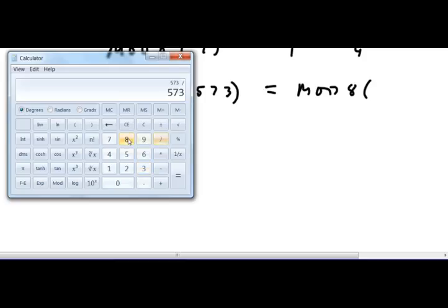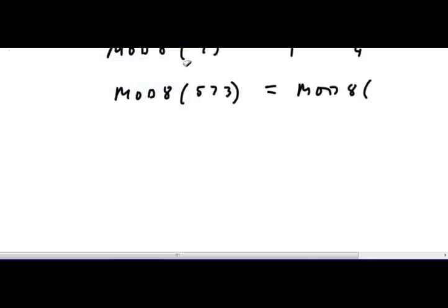573 divided by 8. Oh, that's better. All right, so that'd be a 71, and make this a 7, right? So mod 8 of 573 is a 7, maybe. Yeah, I think it would be. Okay, so that's good.